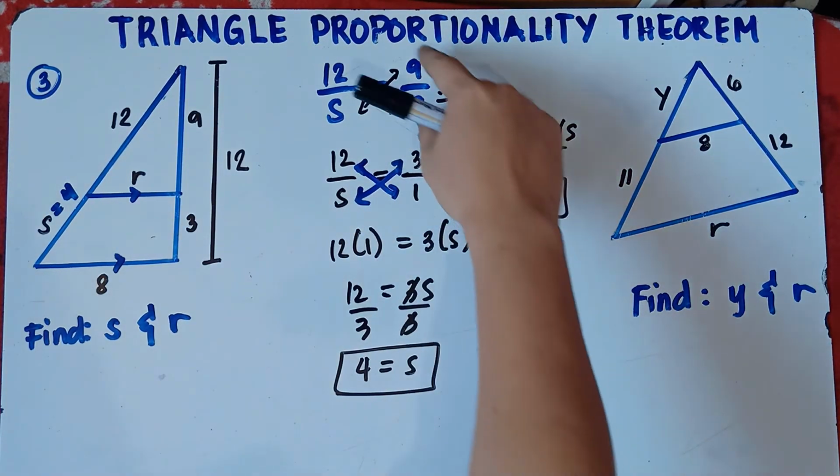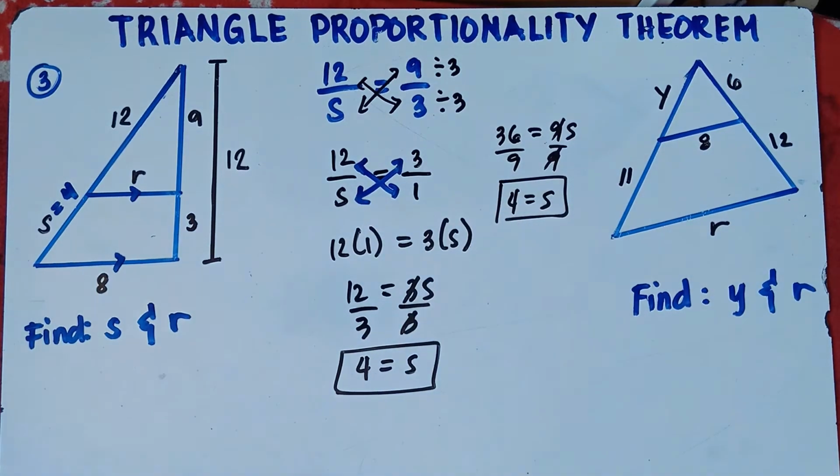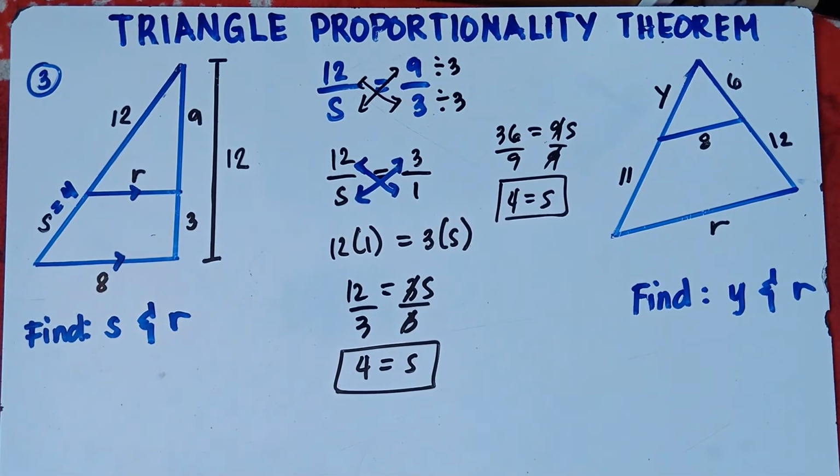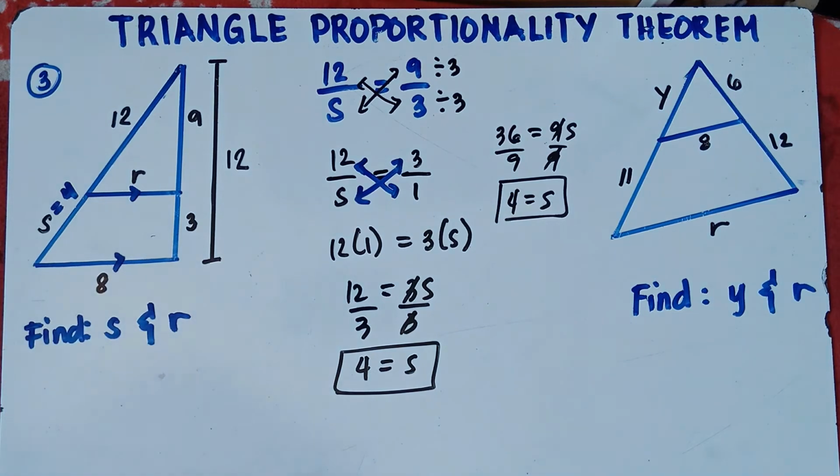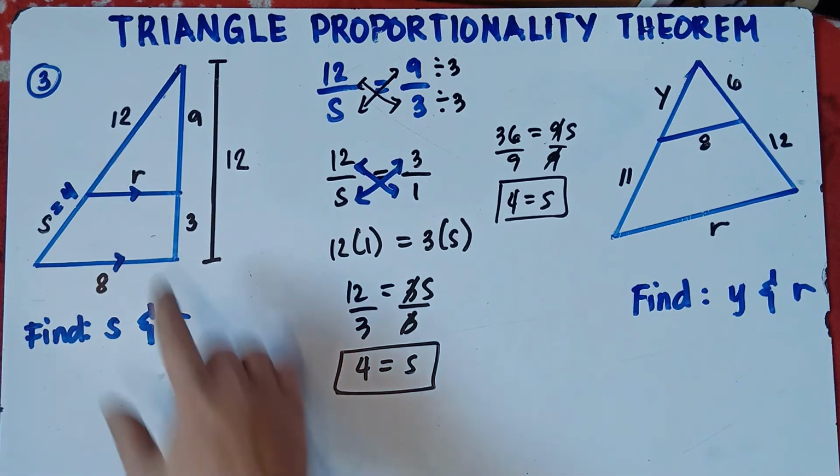But for me, class, it's better to reduce. So we have 3 over 1. You will have the same answer. So therefore, this S is equal to 4. Now, check this one out, class. How will you find R?